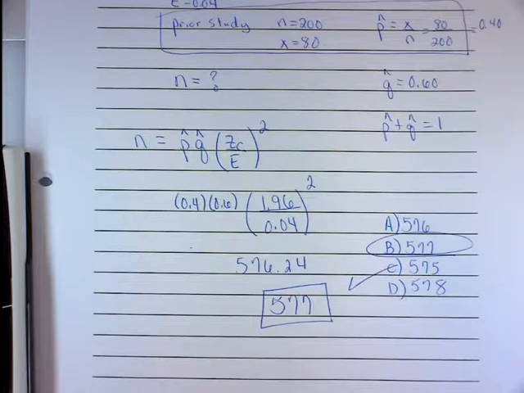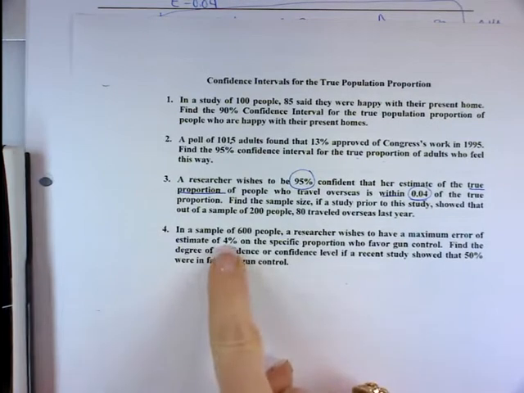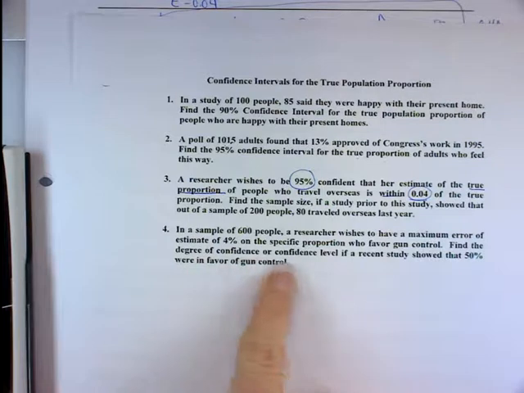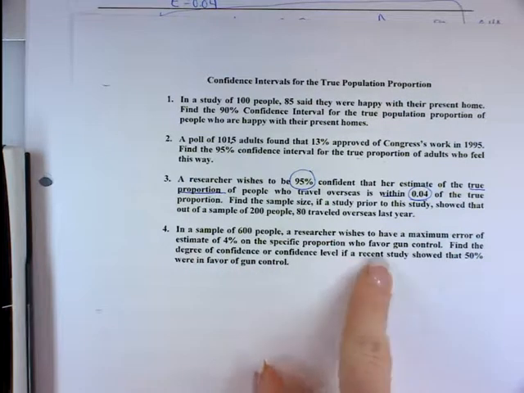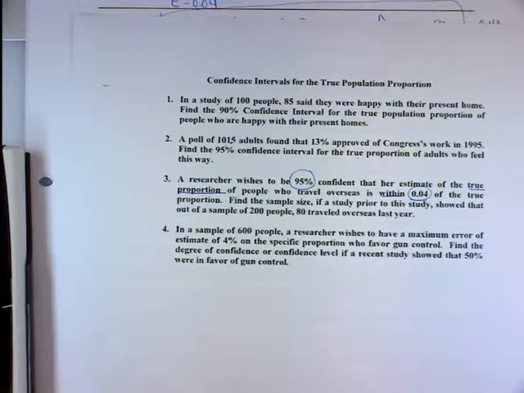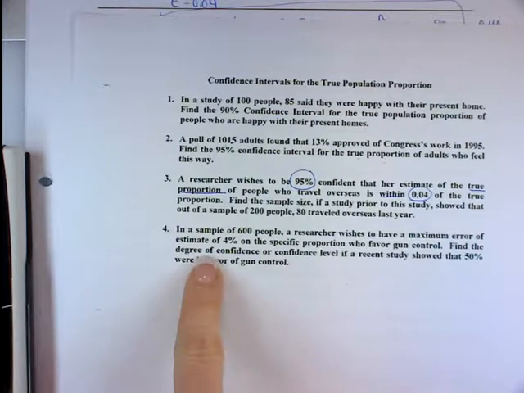Question number 4, I'll let you do on your own, but question number 4 is a very good problem. This is a little bit different than any of these problems. In a sample of 600, a researcher wishes to have a maximum error of estimate of 4%. So that's your E. On the specific proportion who favor gun control. This is different. Find the degree of confidence or confidence level if in a recent study, past study, p hat is 50% who were in favor of gun control. I'll give you a hint. If you can find your Z-score for this problem, then you will be able to know your degree of confidence. So do work on that problem. That's a different problem from the 3 above.